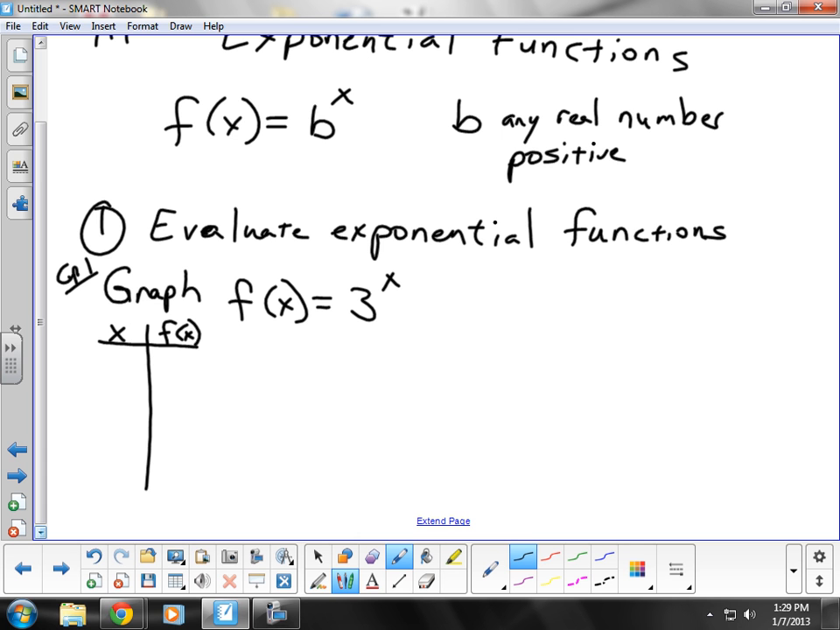This is an exponential function, yes. Okay, so let's put in a 0 for x. What's 3 to the 0 power? Anything to the 0 power is 1. That's just a definition that you need to memorize. Anything to the 0 power is 1 for the rest of your life. If I have an exponent of 1, that's 3 to the first power, which is 3. And if I have an x of 2, that means 3 to the second power, which is 9.